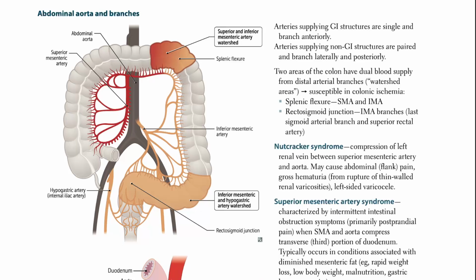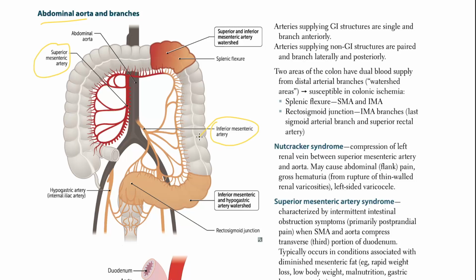Aorta and branches. Okay. Abdominal aorta and its branches. As we already talked about, the abdominal aorta does give a couple of branches, but here we're specifically going to talk about its branch, which is the SMA, and the branch, which is the IMA.